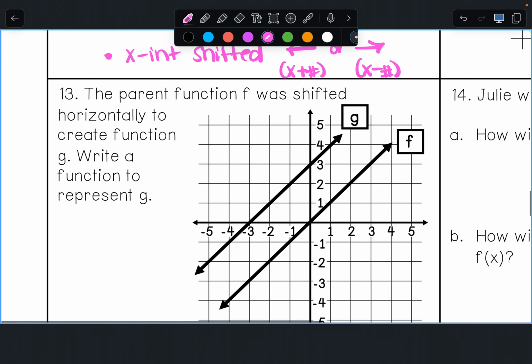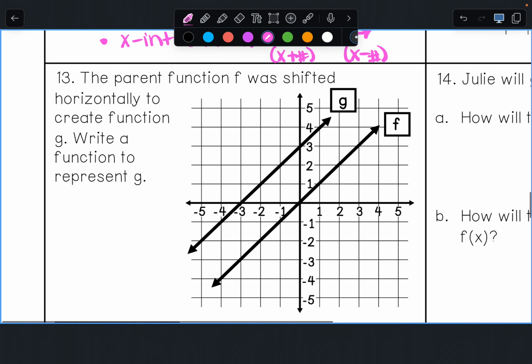Number 13. Which one's my parent function, g or f? f is always the parent function. Your starting point is always f. Okay? We're trying to compare this one to the new one, right? So it says it was shifted horizontally to create the function g. Which way did we shift this horizontally? To the left. And the new x-intercept is -3, right?